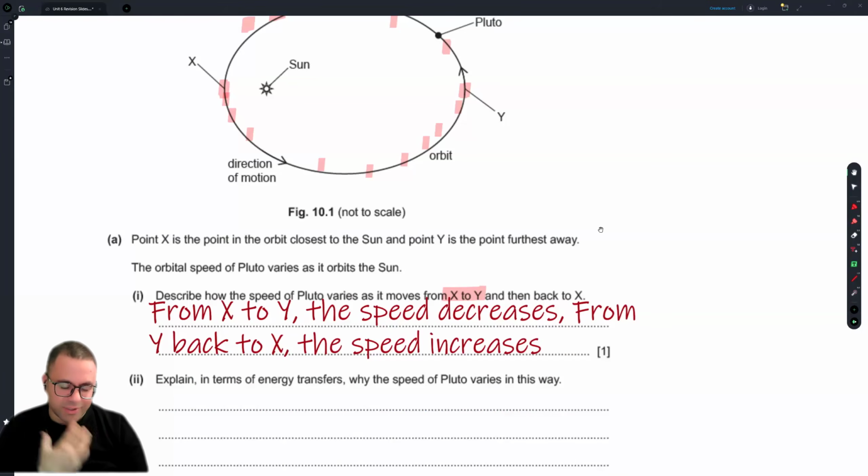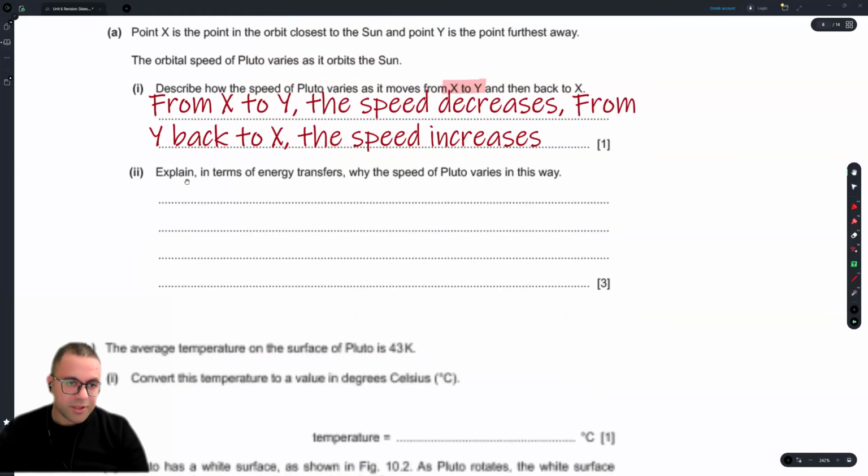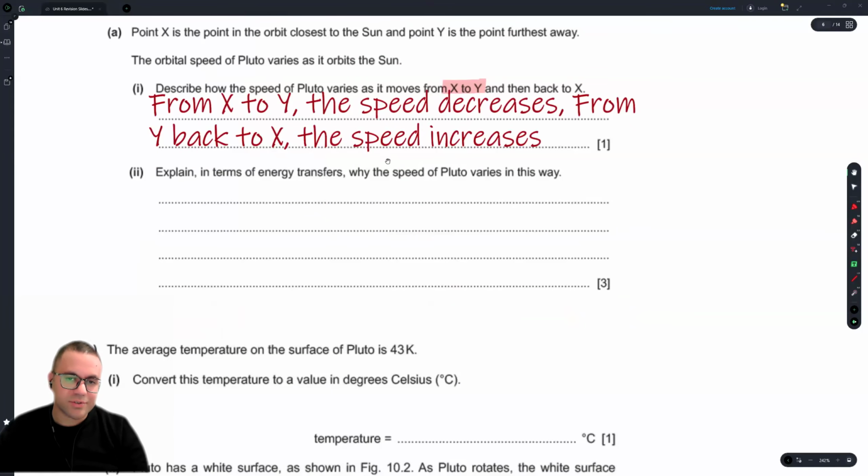Now, I haven't explained it yet. Some of you have this tendency of, hey, I need to write down exactly every piece of information I know for this 1 mark question. You don't need to explain the energies yet. You don't need to explain that when you move further away, the gravitational potential energy increases. We don't do that, not yet. That's in part double I: explain in terms of energy transfers why the speed of Pluto varies this way.